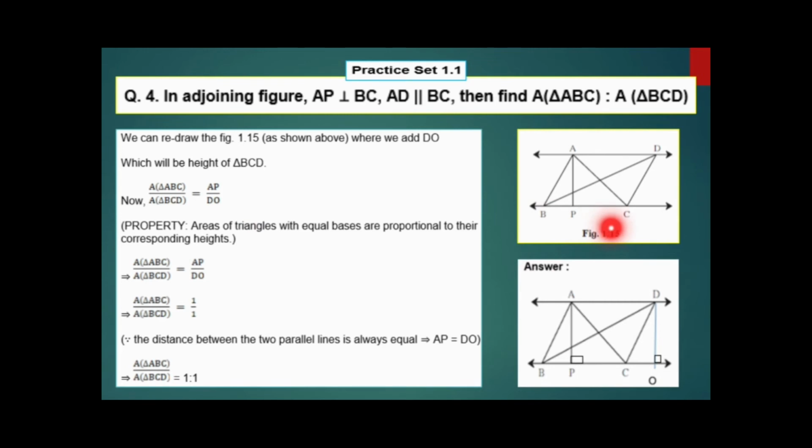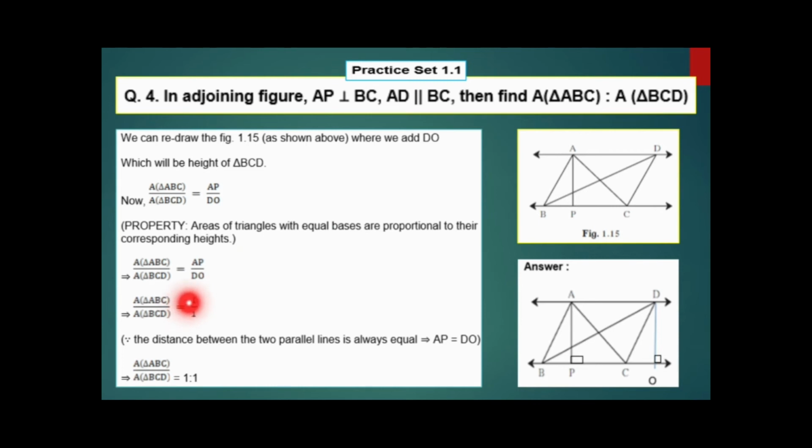Here base is BC, here base is BC. So in triangle ABC base is BC, and in triangle BCD also base is BC. So we write here only area of triangle ABC upon area of triangle BCD equals to AP upon DO, by using the property, area of triangles with equal bases are proportional to their corresponding heights.